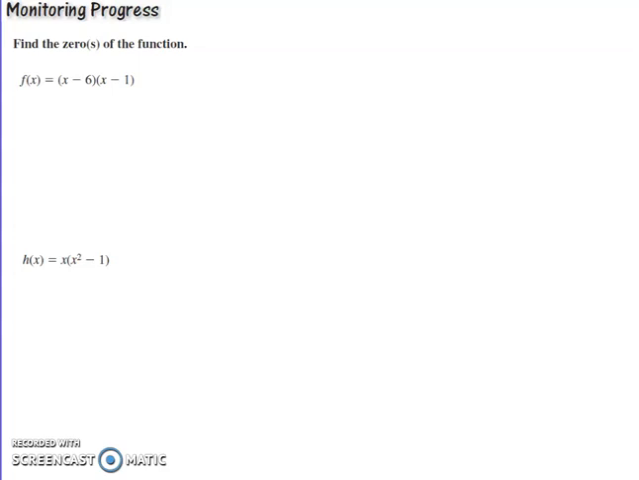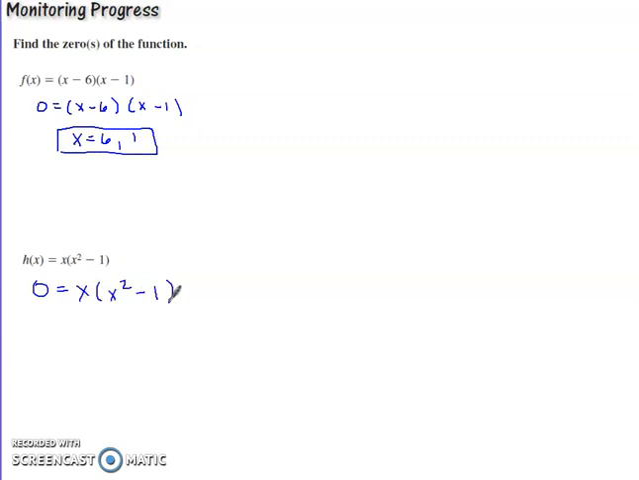Go ahead and find the zeros of these next couple functions. Our first one, f of x equals 0 at positive 6 and positive 1. And my second equation, h of x, is going to equal 0. When I replace h of x with 0, I have x is equal to 0, or x squared minus 1 is equal to 0. And then we need to solve this equation. Since it is x squared, I can factor using the difference of squares, x plus 1, x minus 1, which means that x could equal either 1 or negative 1.